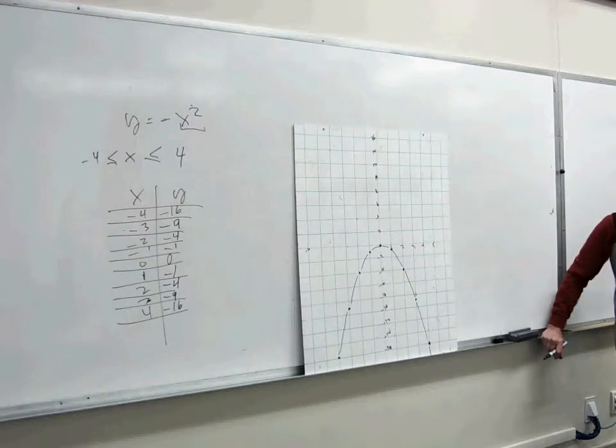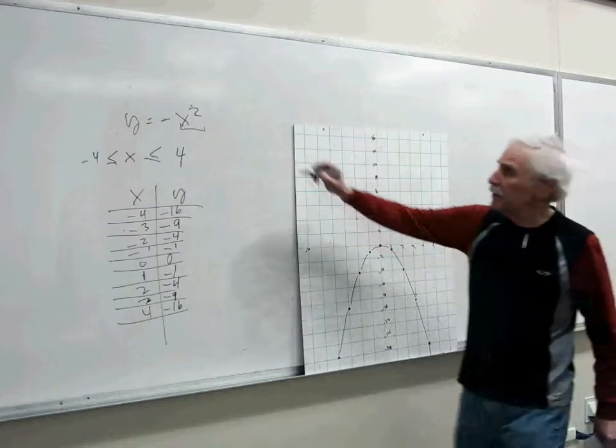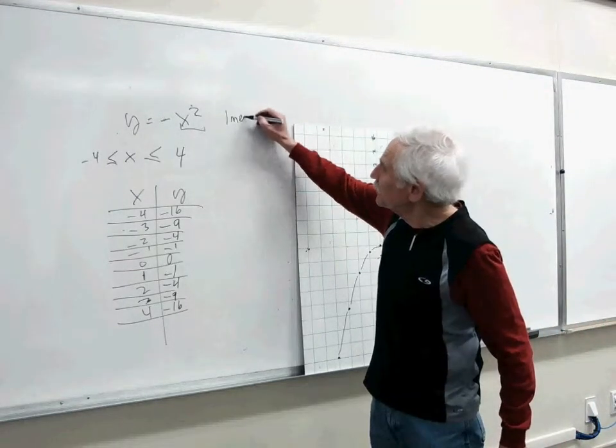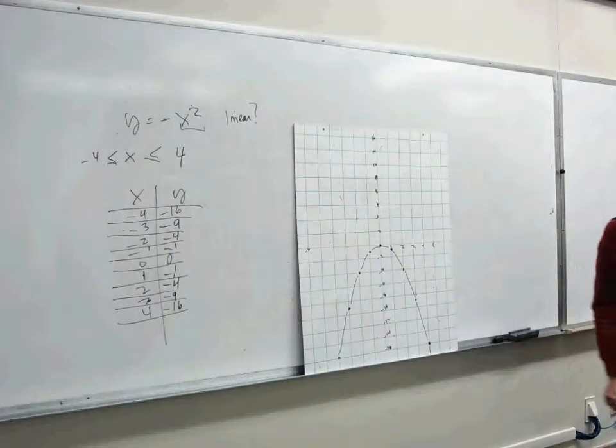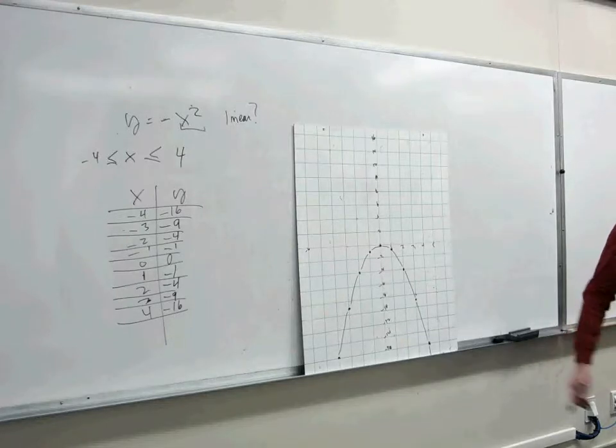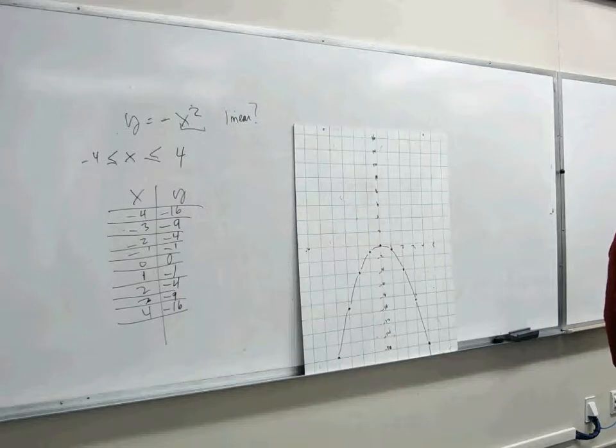And so my question, part B, is this equation linear? Is that a linear equation? No. Why not? It's not a straight line. You know what it is? It's a parabola. Right. This is a parabola.